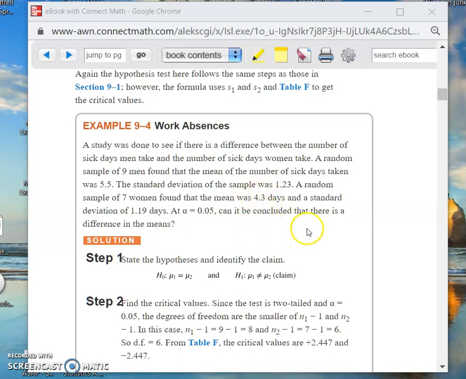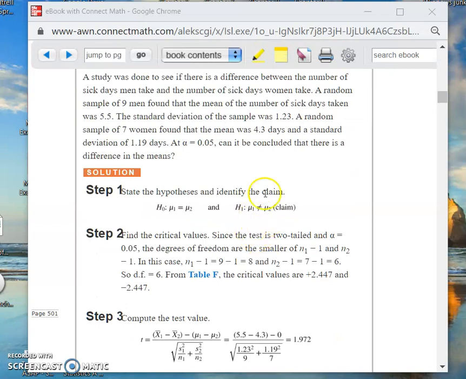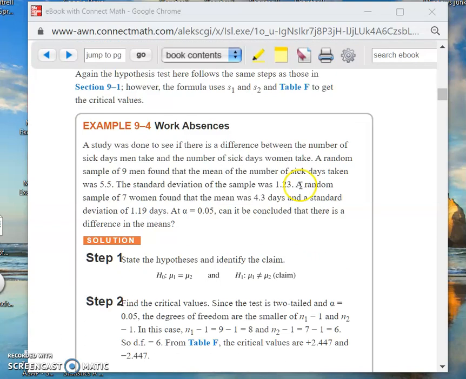So if you were a talk show radio host, you'd say men are a bunch of sissies. Women only took 4 days, men took 5 days, 5 and some change, and that's 25% more. Obviously, men take more sick days. There's a difference in the populations. That's what you would say if you did not take Mr. Cantrell's statistics class. But now you've taken my statistics class. Now you know that's not the way to look at this.